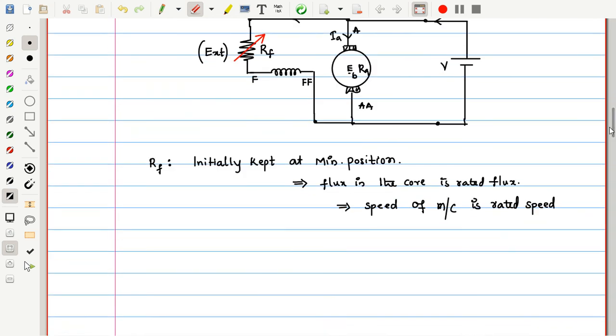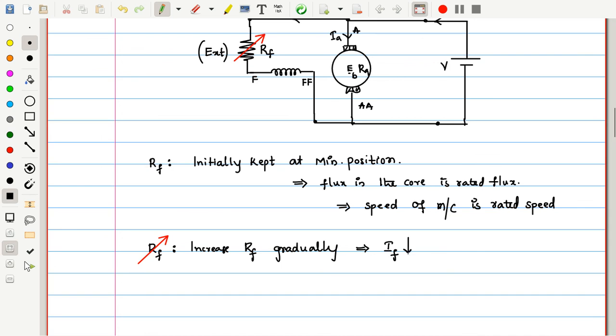Now see the consequence. If I want to vary the speed, what shall I do? I will vary this resistance. How will I vary it? I will increase the resistor slowly, increase Rf gradually. Thereby, as a result of this, what is going to happen?